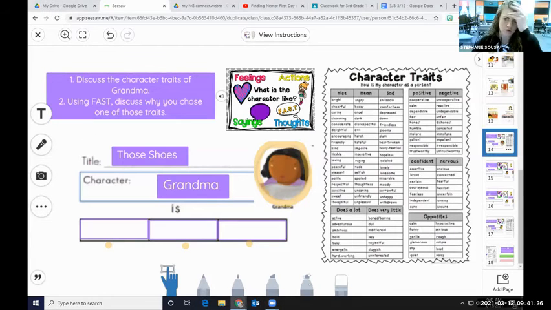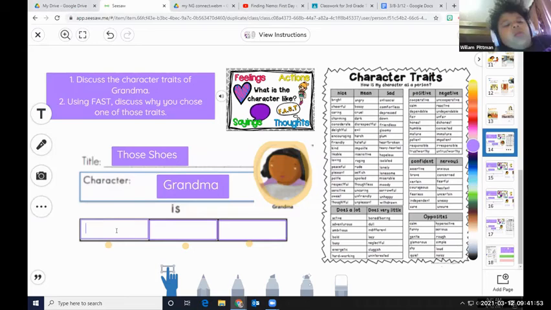Alrighty, I want to hear from you. I'm going to record some of your ideas. I want to hear the character traits that you came up with and the clues that you had for them. So we're talking about Grandma. Who had a character trait for Grandma? William. One of my character traits was caring.